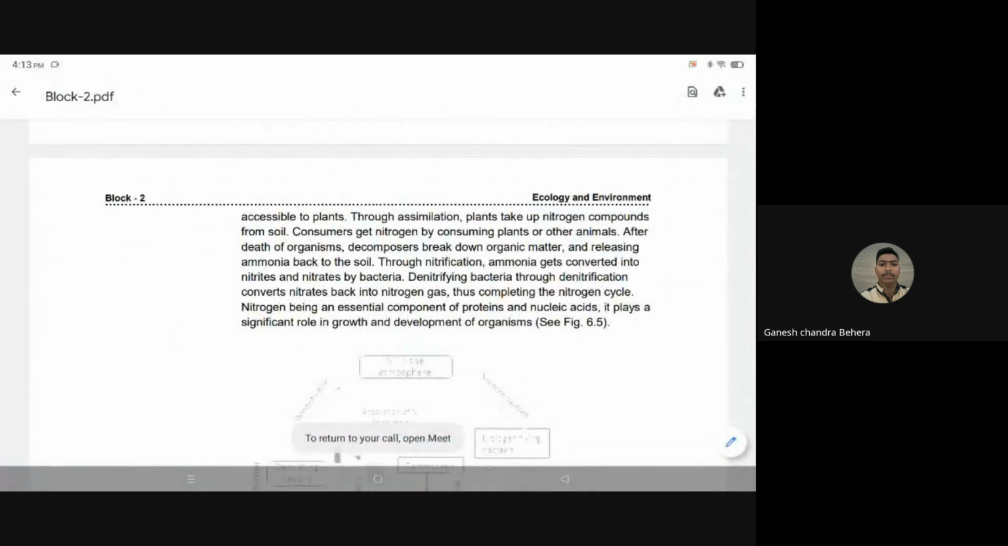Okay, so what happens first? Through the process of nitrification, ammonia gets converted into nitrates, and the denitrifying. Sorry, we have gone so fast.